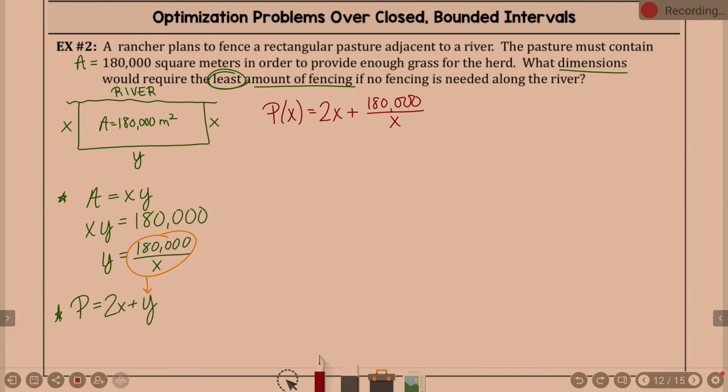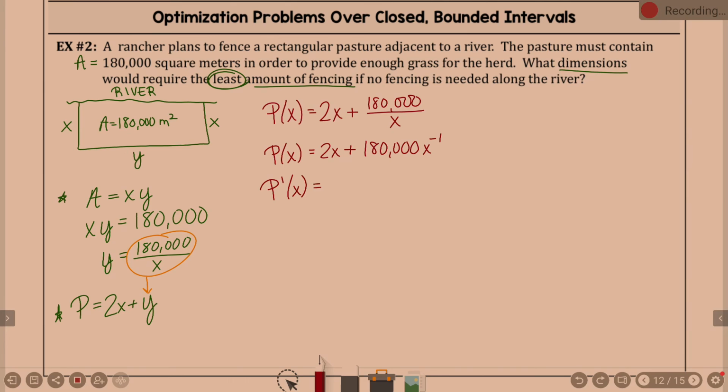In order to minimize or maximize, take the derivative. Now, before I take the derivative, I don't know if you guys need me to, I'm going to rewrite this and say it's 2x plus 180,000 times x to the negative first. Maybe you need that visual, maybe you don't need that visual. To each their own, right? You've seen how many steps she skips, so not encouraging, but okay.